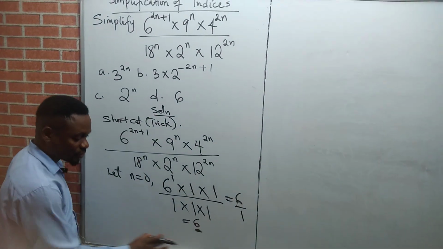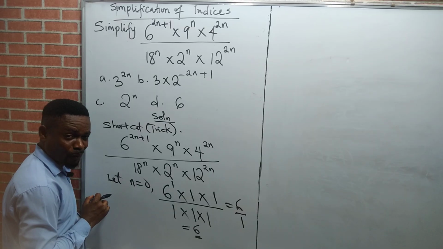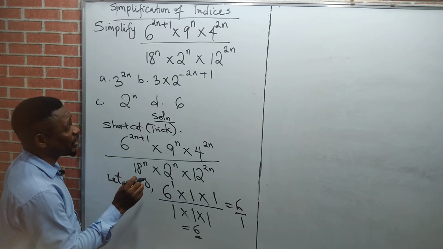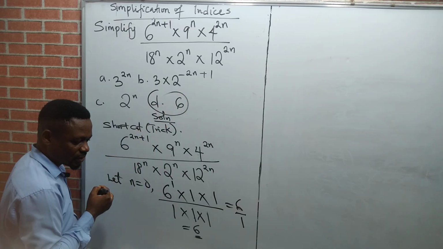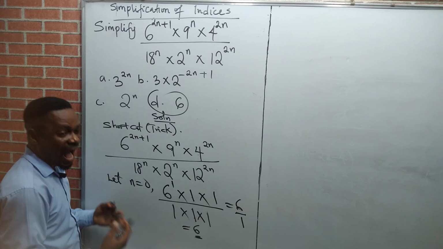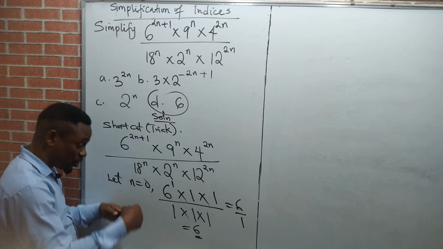So this is the first method of solving this particular problem. Are you with me now? So which means the correct answer is option D. But guess what? Some people may ask, how does it happen? How can we just get 6?